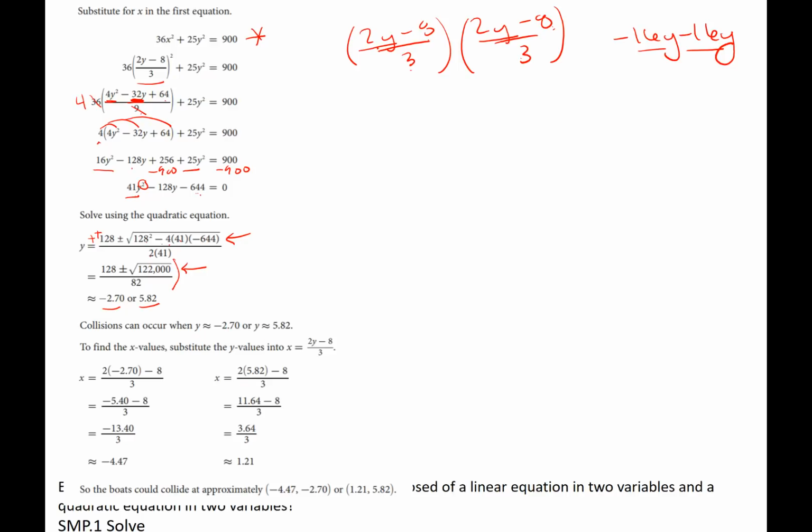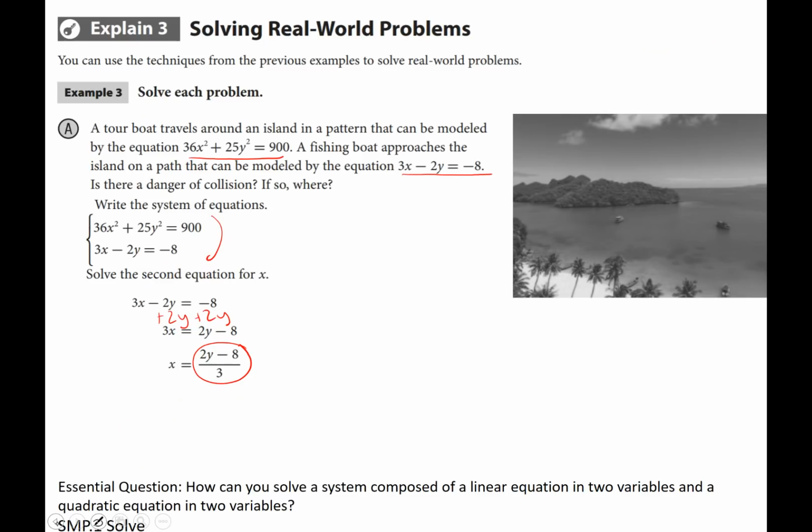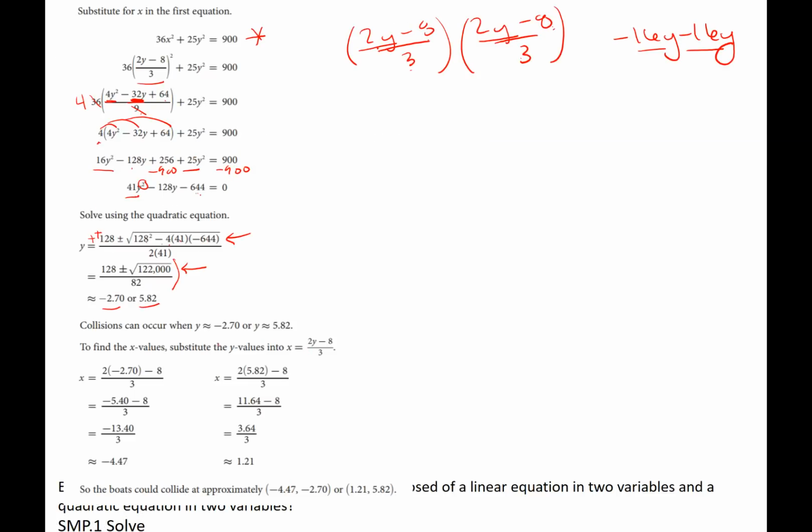So in order to figure out the x values, we have to plug back into one of the other equations. It doesn't matter which one you plug into. You could plug into this one, you could plug into this one, you could plug into this one, or you could plug into the solved one. So they chose to plug into the solved one. So they plugged in the -2.70.